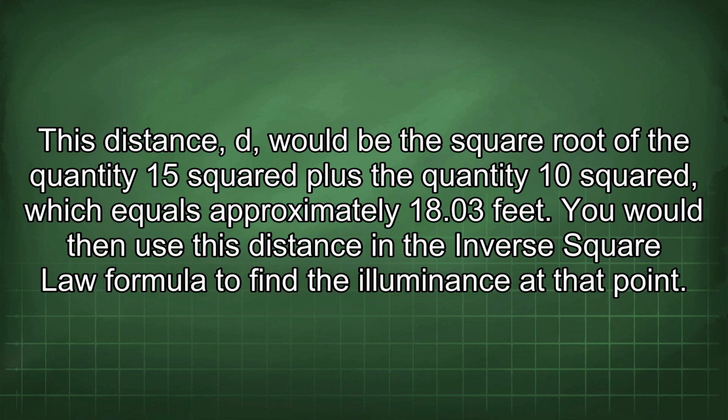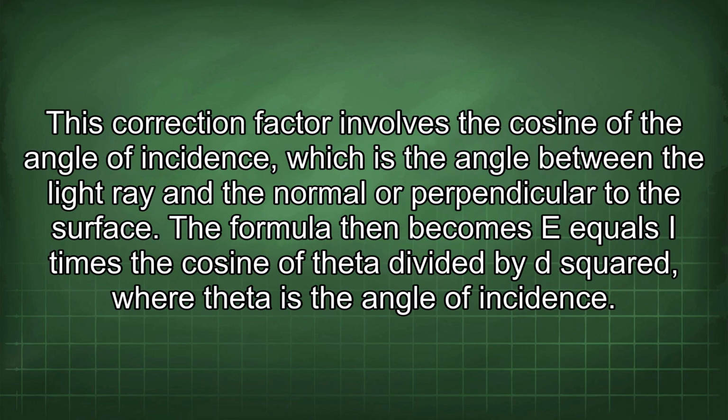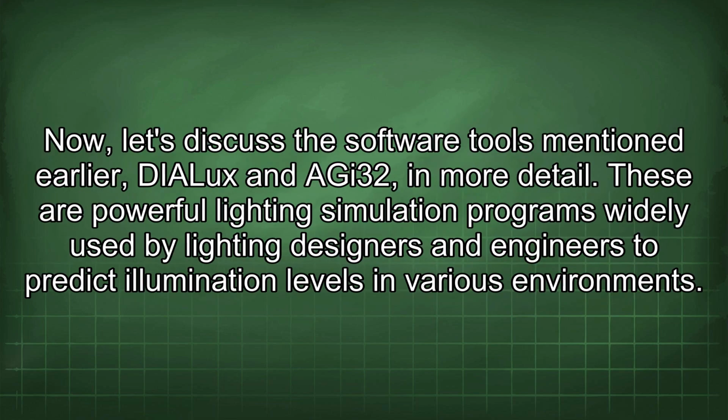It is important to note that the inverse square law assumes that the light rays are striking the surface perpendicularly. If the surface is angled relative to the light source, a correction factor must be applied. This correction factor involves the cosine of the angle of incidence, which is the angle between the light ray and the normal or perpendicular to the surface. The formula then becomes E equals I times the cosine of theta divided by d squared, where theta is the angle of incidence.